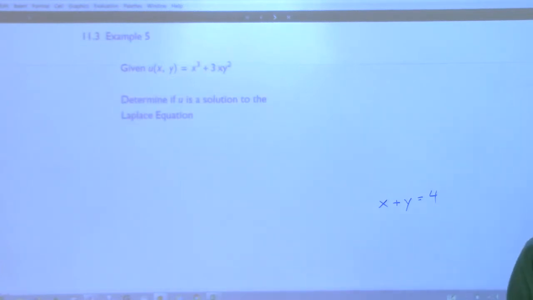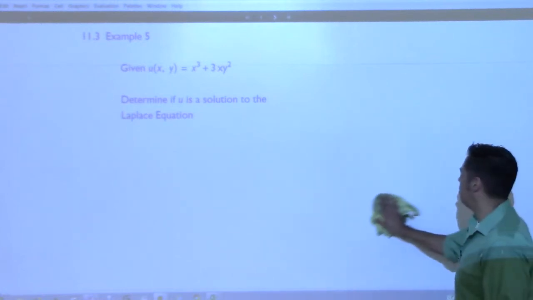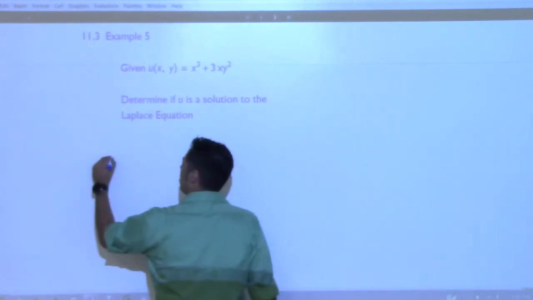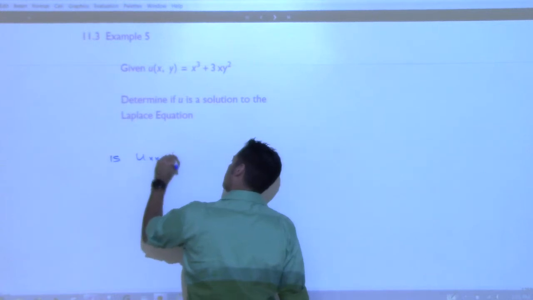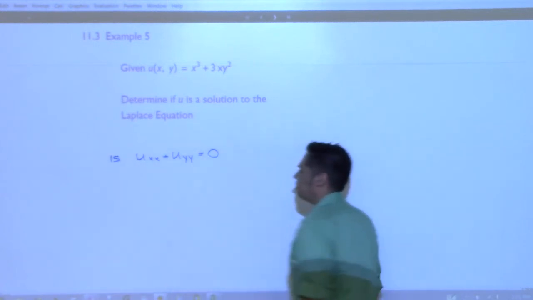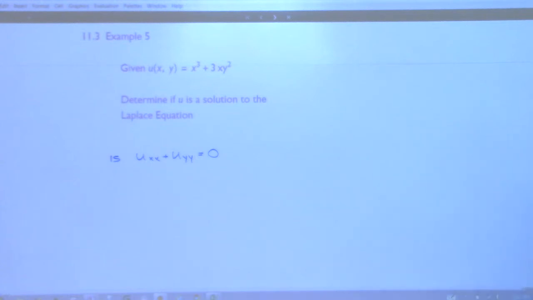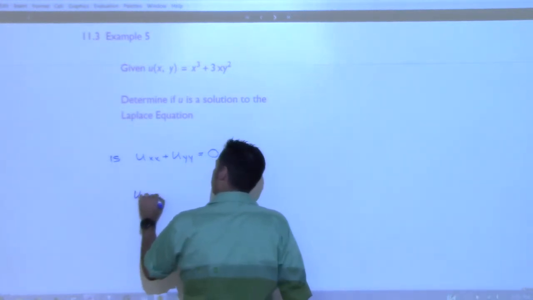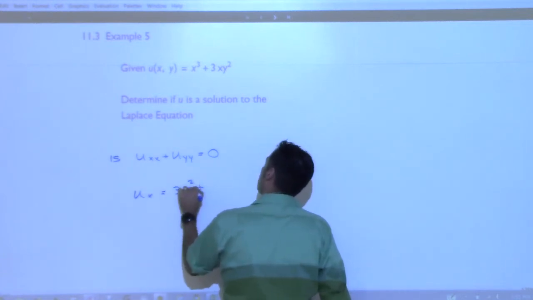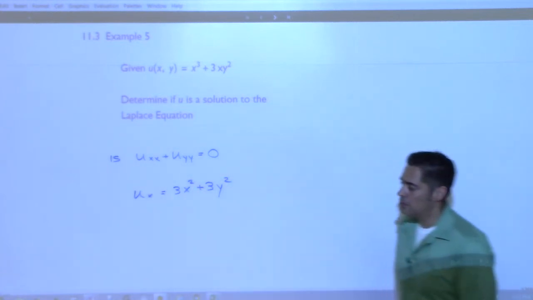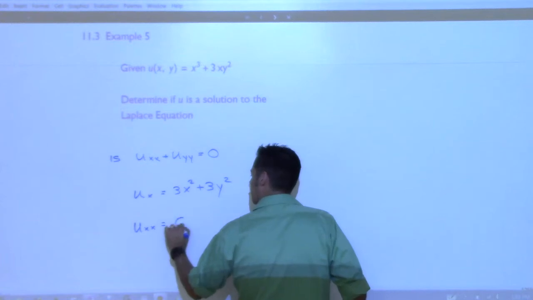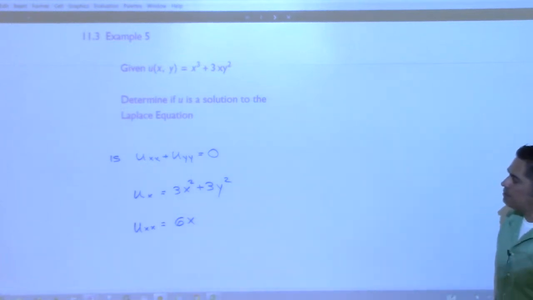So is this surface a solution to the Laplace equation? So it's a very simple check. We have to check, is uxx plus uyy equal to 0? If it is, then it's going to fall into a category of surfaces that have very special properties, right? Okay, so what's ux? 3x squared plus 3y squared. All right, that's ux. What's uxx? 6x. That's it, right? That's it.